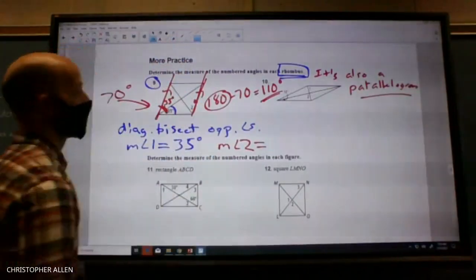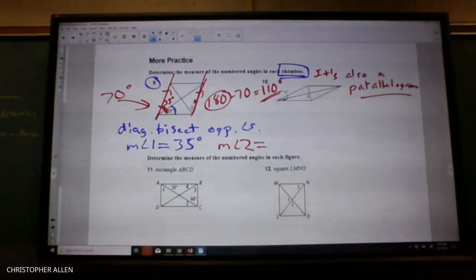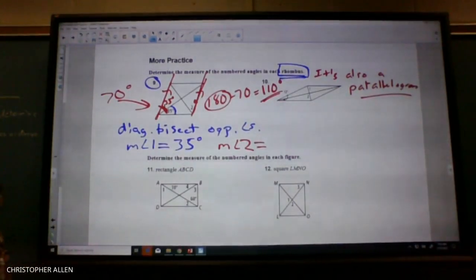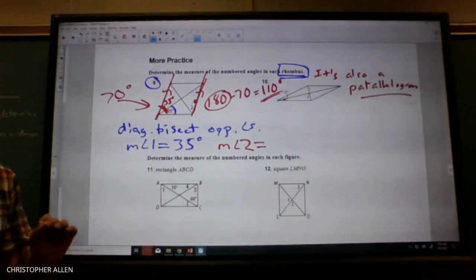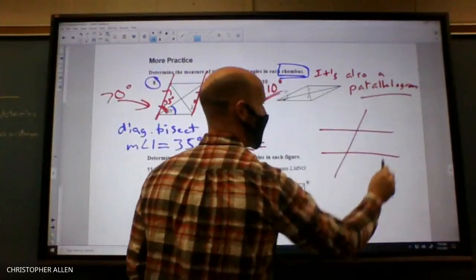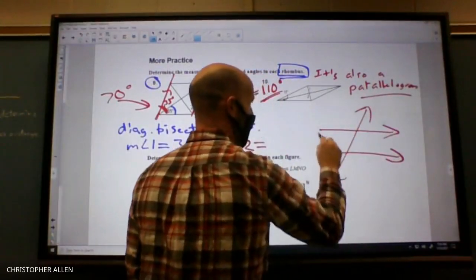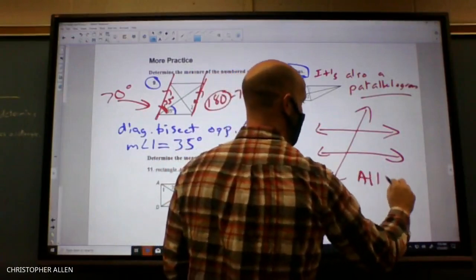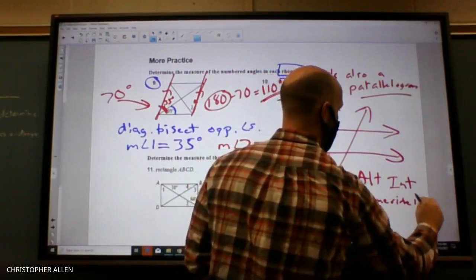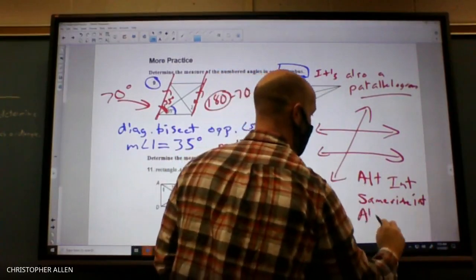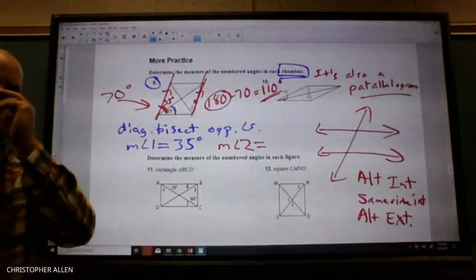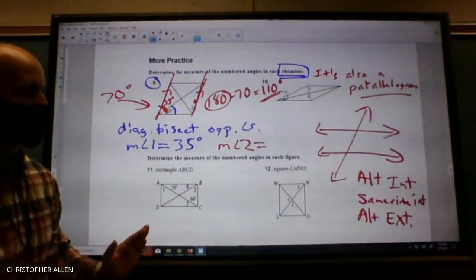Okay, so Mr. Allen, why do they have to be supplementary? Because they're same side interior angles. Do you guys remember when we did parallel lines and we had a transversal like this? We had alternate interior, we had same side interior, we had alternate exterior. I think that was chapter 3 or chapter 4. It doesn't matter which chapter it was.